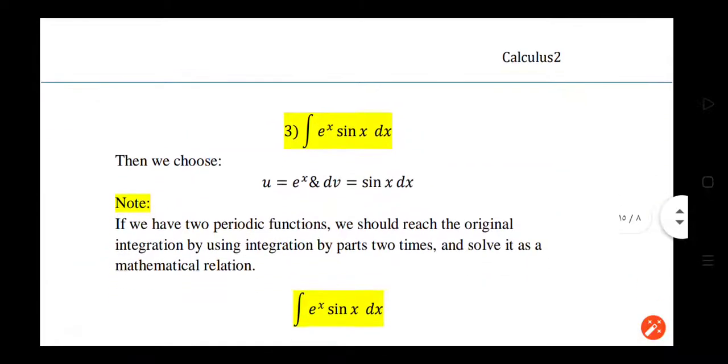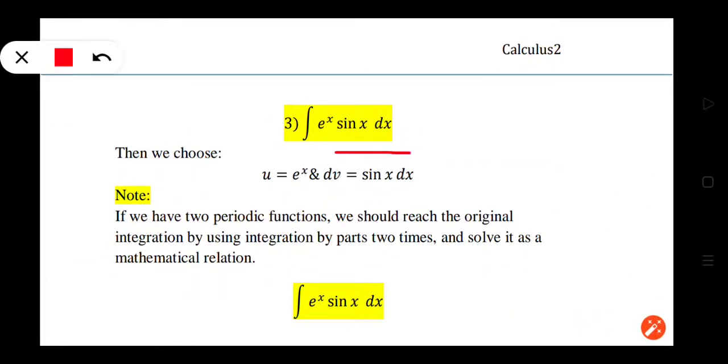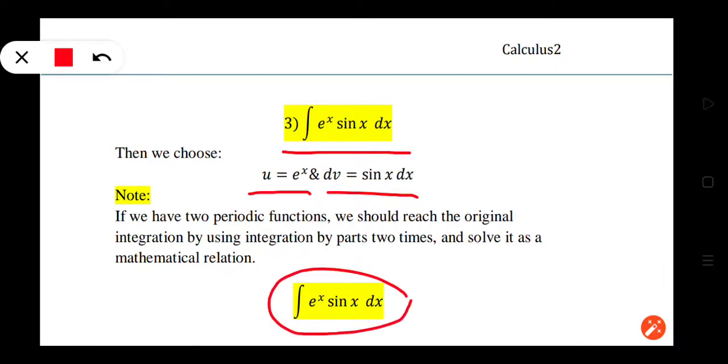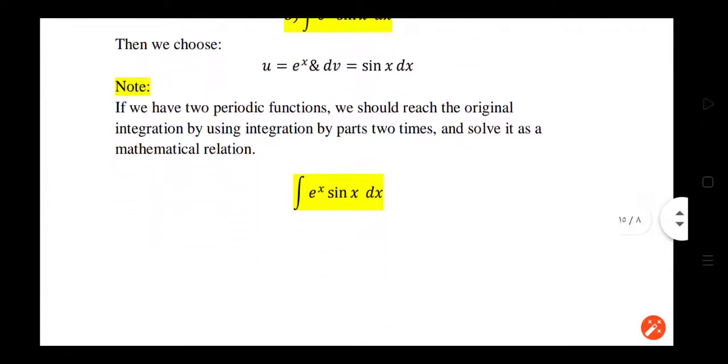If the integration is in the form e power x sine x, then we choose u equal e power x and dv equal sine x dx. In this case, with two periodic functions, we must reach the original integration by integration by parts 2 times. When we solve this example, we should do integration by parts 2 times to reach the original integration. If we start with integration of e power x sine x, we must reach it.